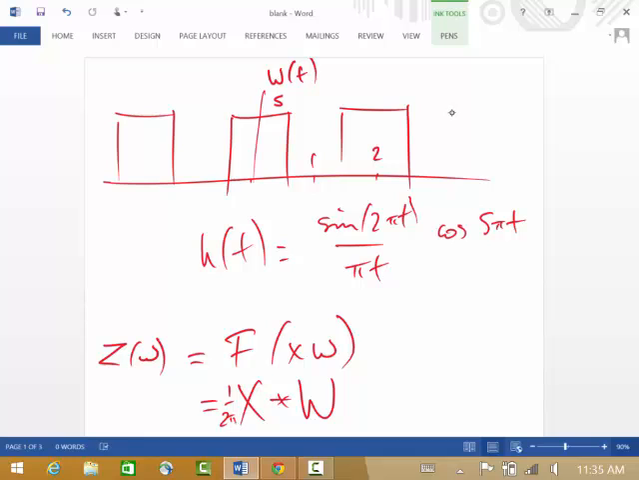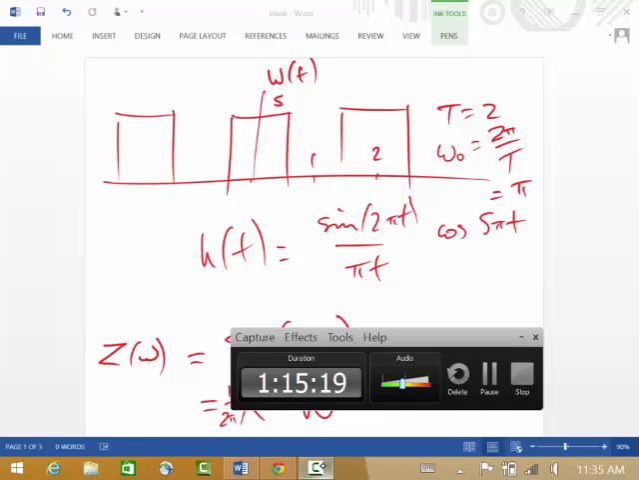Sure does, doesn't it? So if the period is 2, omega 0 is 2 pi over the period, so it's pi. So the point is, the spectrum is going to be delta functions in multiples of omega 0. So we're going to get copies of our original signal, and the point is going to be how many of them are going to make it through the h of t, etc., etc. So have a think about that, and maybe we'll do some more.